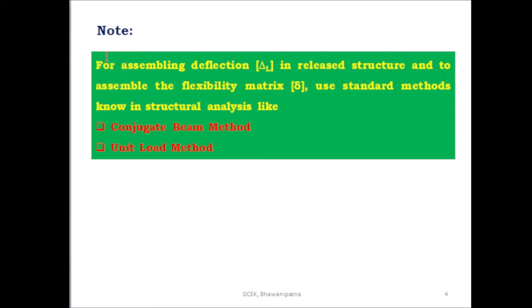Here you have to remember, for assembling the deflection delta L in the released structure and the flexibility matrix delta, use standard methods known in structural analysis, like the conjugate beam method or the unit load method. Generally the conjugate beam method is used in continuous beam problems and the unit load method is used in frame problems. So here, using the conjugate beam method, we will solve one continuous beam problem.